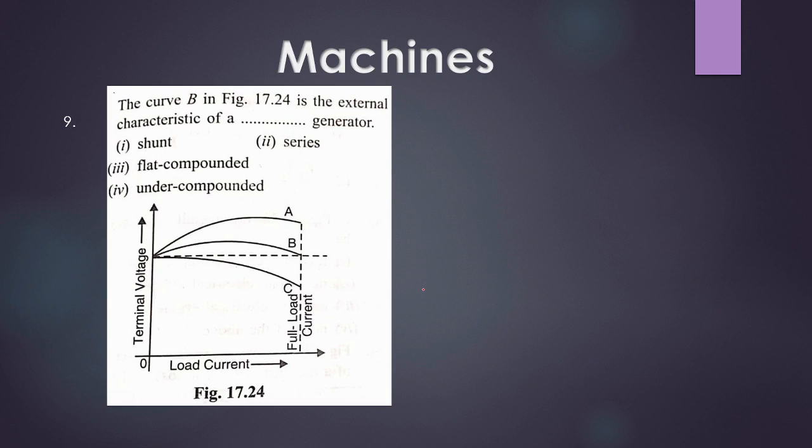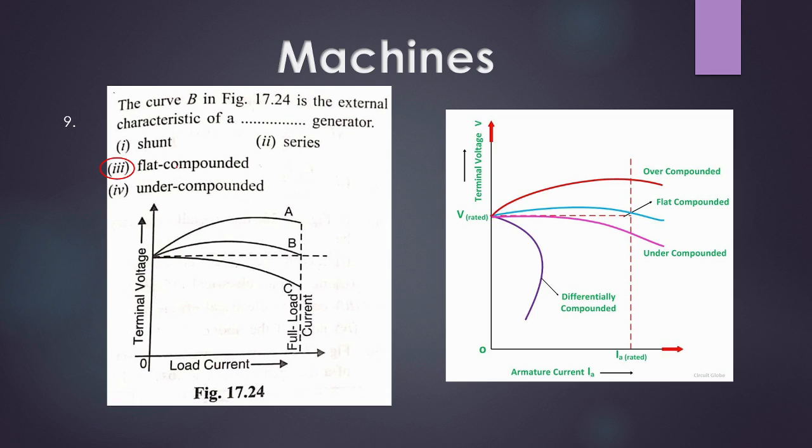So let's see the next question. The curve B in figure 17.24 is the external characteristics of a dash generator: shunt, series, flat compound, under compound. This B curve is characteristic of which generator? Let's see what will be the answer. The answer will be flat compound. As you can see, the terminal voltage is the same as the rated voltage. For flat compound, the terminal voltage is the same as the rated voltage. For over compound, terminal voltage Vt is greater than V rated, and for under compound, Vt is less than V rated. So it is asking about the B curve, so it should be flat compound.